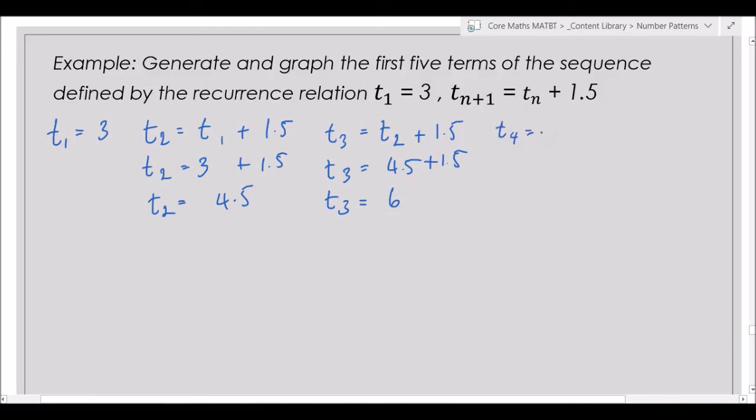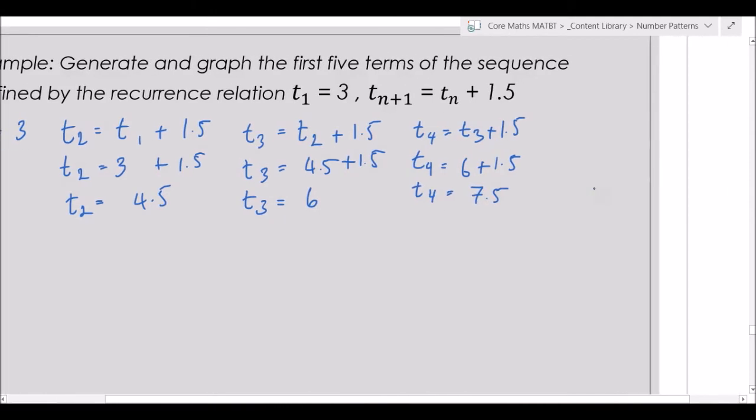Term 4 would be term 3 plus 1.5, and that would be 6 plus 1.5, which means T4 is equal to 7.5. And last one, term 5 is equal to term 4 plus 1.5. Term 5 is therefore 7.5 plus 1.5, which means that term 5 is equal to 9.